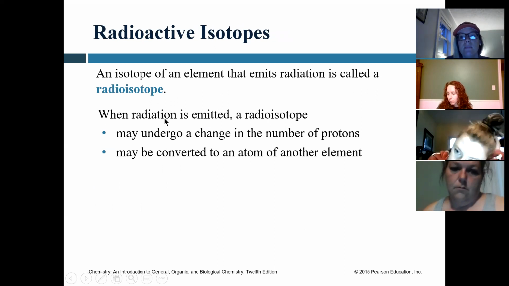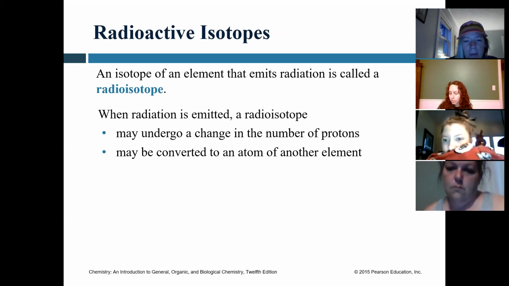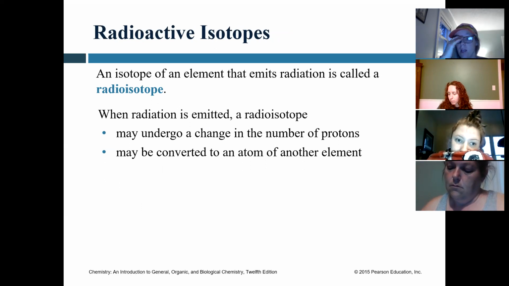When radiation is emitted, so when we release one of these alpha, beta, gamma, whatever, there may be a change in the number of protons, and it may convert an atom into a different atom, which is a little bit strange from what we've talked about thus far, right? In chemical reactions, if you start with 2 aluminums, you better end with 2 aluminums. That is not going to be the case in nuclear chemistry. You could start with an aluminum and you could end with a nitrogen.